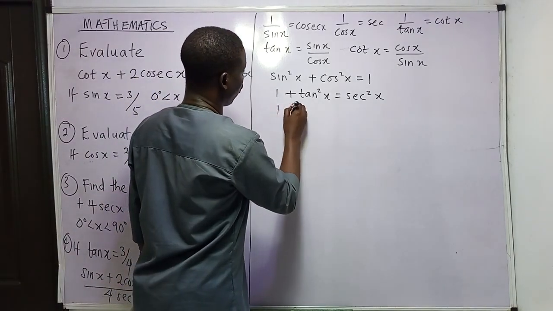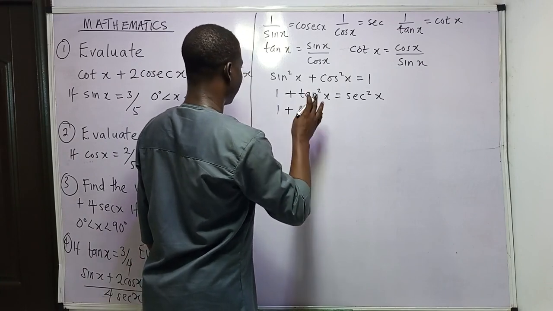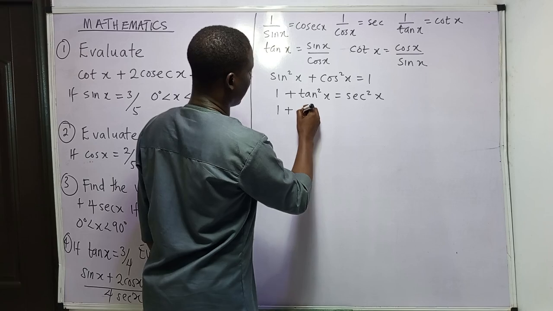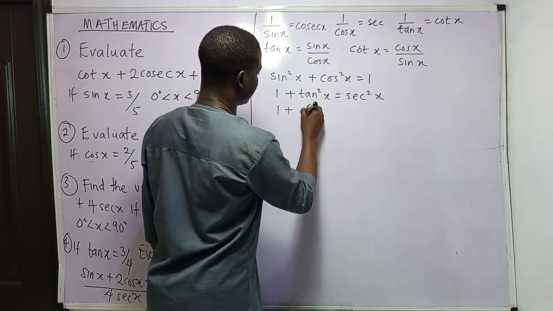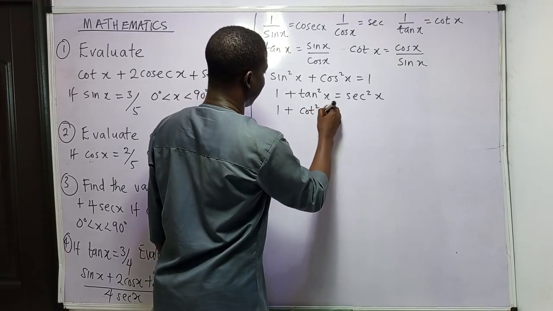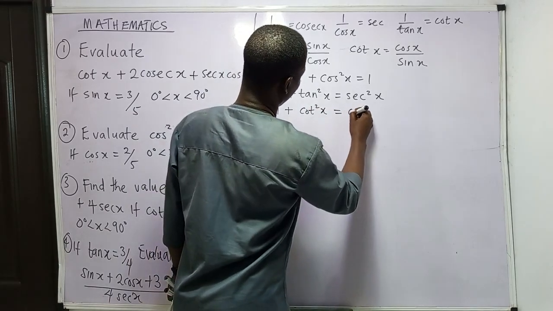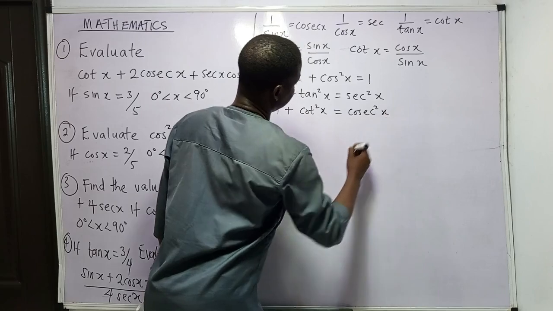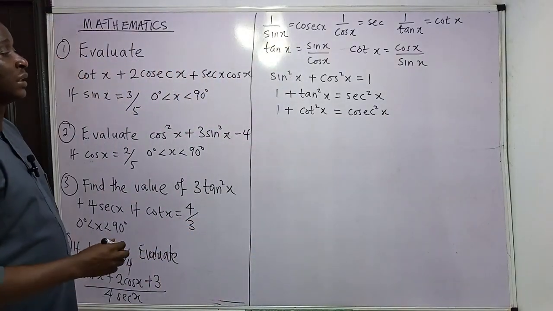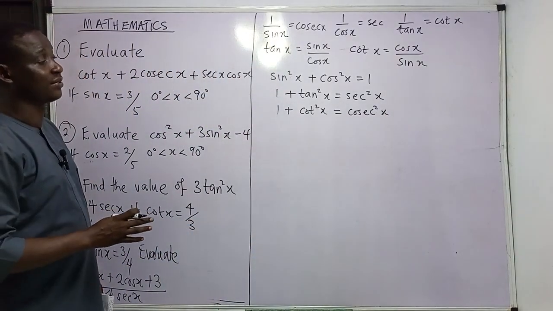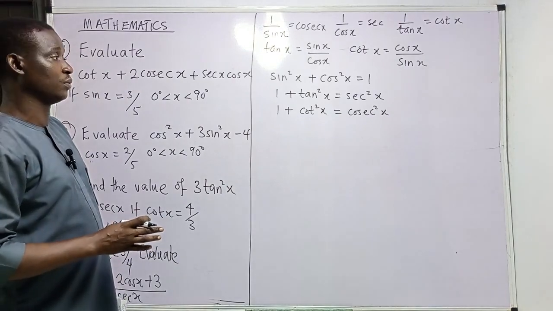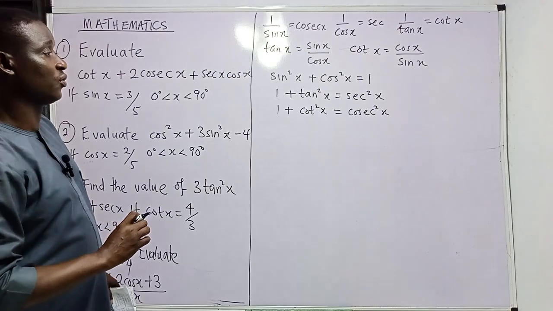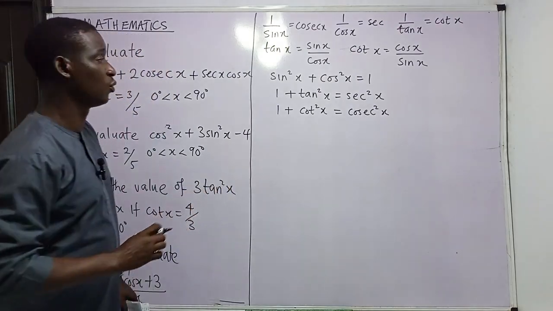And remember I told you that 1 plus cot square x equals cosec square x, and so forth and so on. If you understand this, then we are good to go. We are now going to solve a problem that has to do with this.